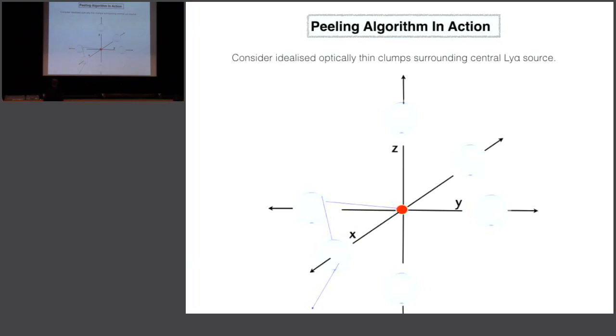With this peeling algorithm, you get razor sharp images. This is an idealized case in which you have a Lyman-alpha source surrounded by 6 clumps. This is a Neufeld model, but highly idealized. I'm going to assume the clumps are optically thin, and the reason for that is then you can do more analytic calculations. Your Lyman-alpha source is just emitting photons, and these photons escape, so this would be a point source. I'm going to ignore the point source of those photons that do not escape and focus on the scattered radiation. The scattered radiation should only come from these spheres.